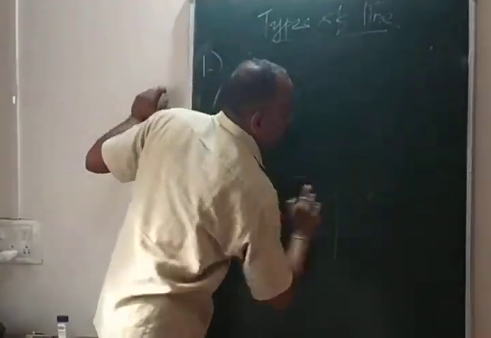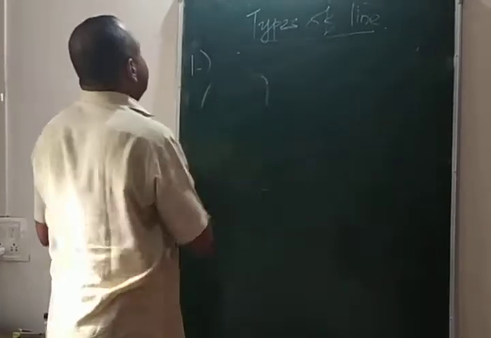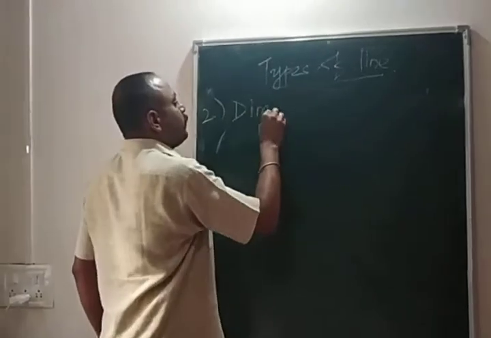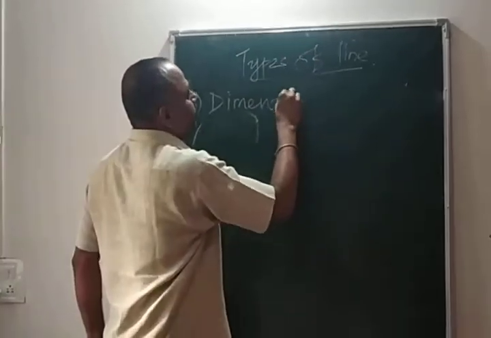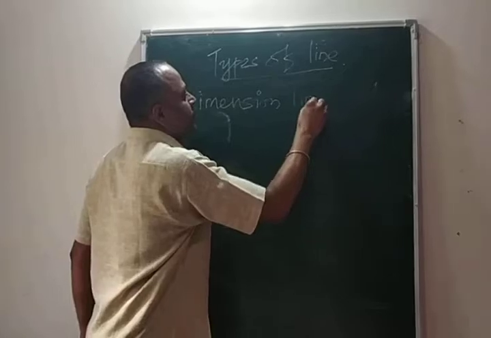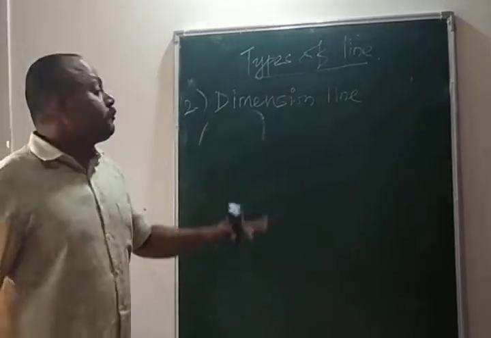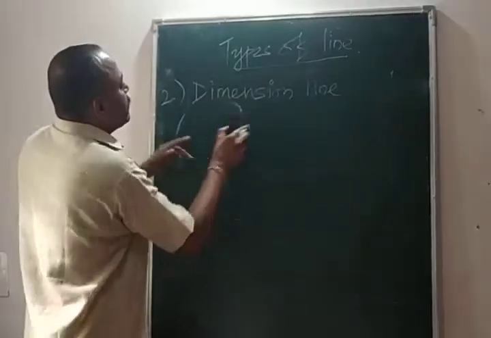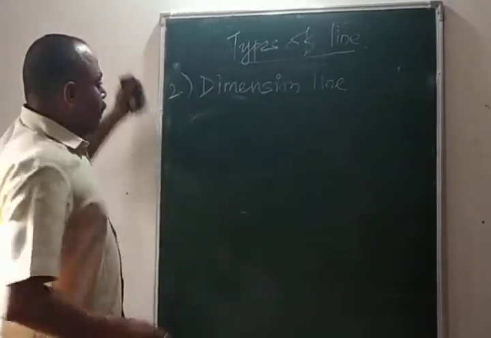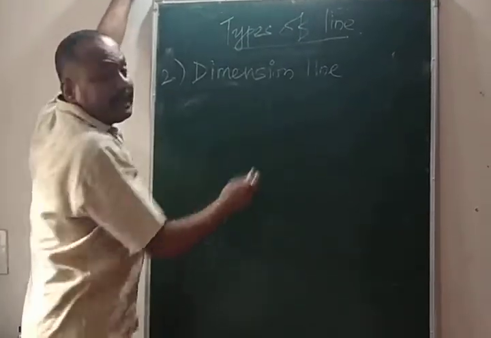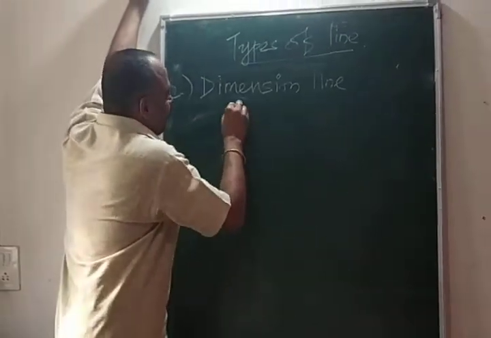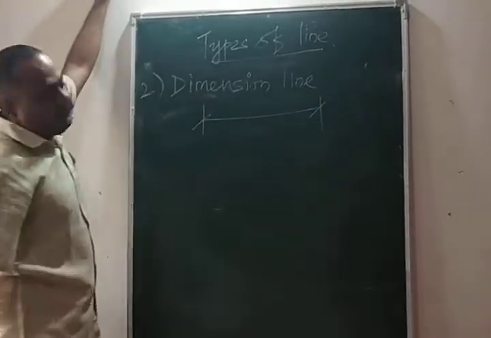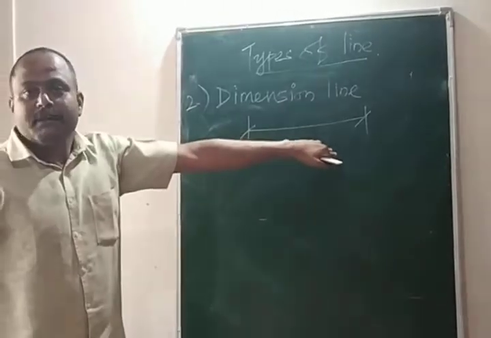The second line is the dimension line. This dimension line is nothing but part of a continuous line thin, but I have taken this line as a different type of line. There are different types of dimension lines. This is one type of dimension line.